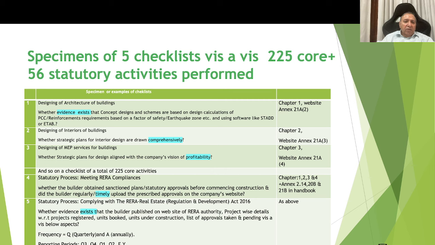Statutory process 2: complying with the Real Estate (Regulation and Development) Act 2016. Here the focus is on the returns. For example, whether evidence exists that the builder published on the website of the RERA authority project-wise details with respect to the projects registered, units booked, units under construction, list of approvals taken and pending, vis-a-vis aspects like frequency, quarterly or annually, reporting periods Q3, Q4, Q1, Q2 for the financial year, target date and form and date, which are to be announced and amended by the statutory authorities, and so on and so forth.